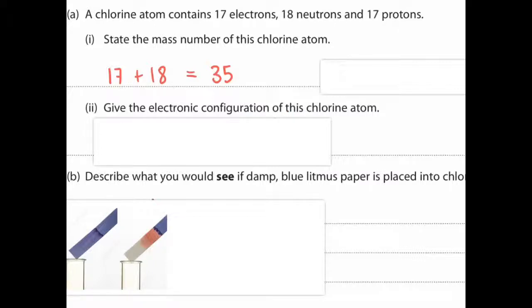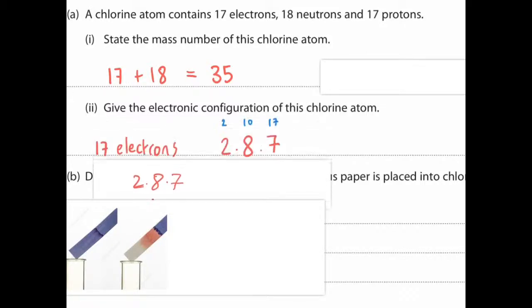So electron configuration is the number of electrons per shell, and it's written like this, for example, 2.8, etc. So we know there are 17 electrons here, so we just have to keep on doing this until we use up 17 electrons. Remember, the first shell we can have 2, second shell up to 8, so now we're on to 10, so we have 7 more to distribute. This next shell can take up to 8, but we've only got 7 left, so it would be 2.8.7.